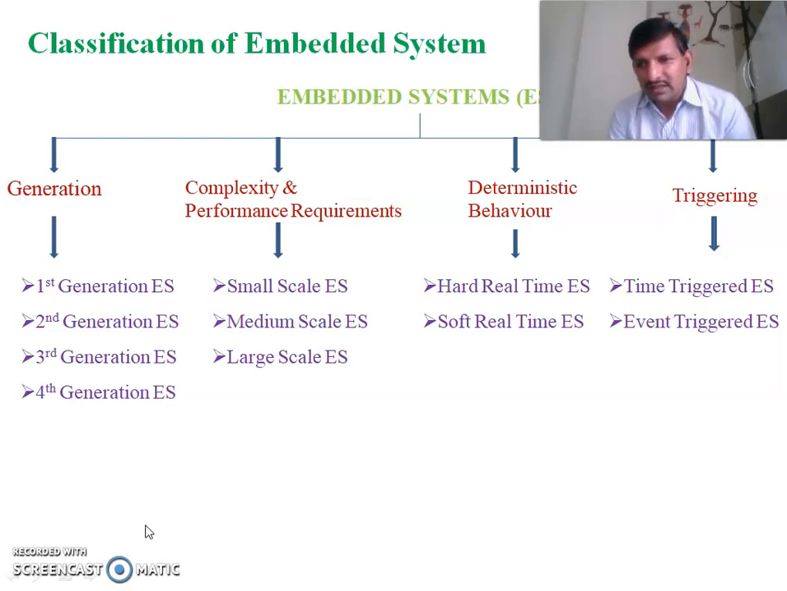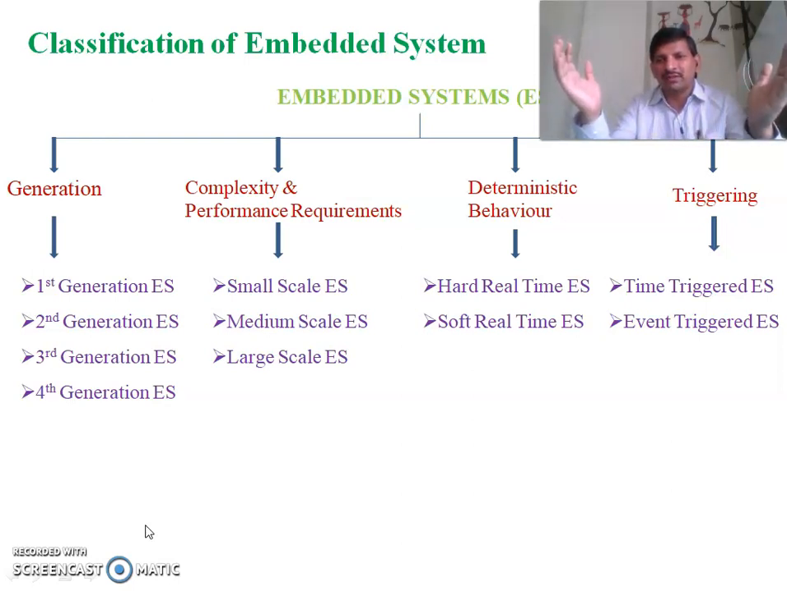Next, event-triggered embedded systems. Whenever a particular event occurs, the corresponding event will happen. Suppose whenever any person comes near the escalator, it will be on. Whenever any human being moves away from the escalator, it will be off. Like that, or airbags. Whenever any accident occurs, airbags will be opened. Whenever a particular event occurs, the corresponding task will be executed. That we call event-triggered embedded systems.